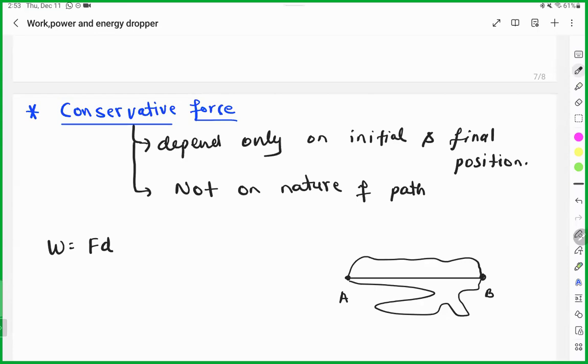You go by whatever path, displacement remains same. That's why force is conservative in nature and work done in this case is by conservative force. Any doubt?